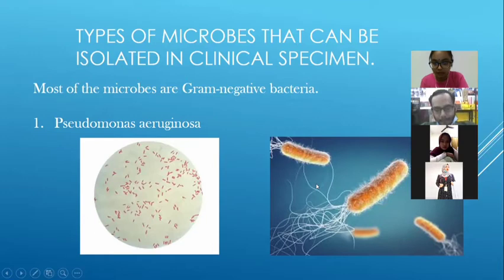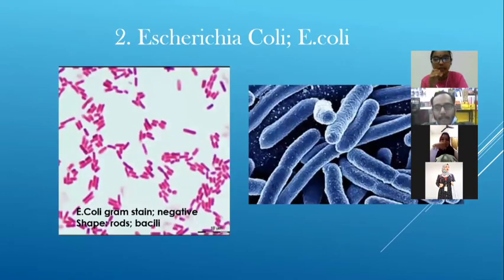This is a closer look at Pseudomonas. Next, we have E. coli, or Escherichia coli. It is a common microbe that lives in the large intestine of humans. The common disease that E. coli can cause is in the gastrointestinal tract, where it will infect the colon.